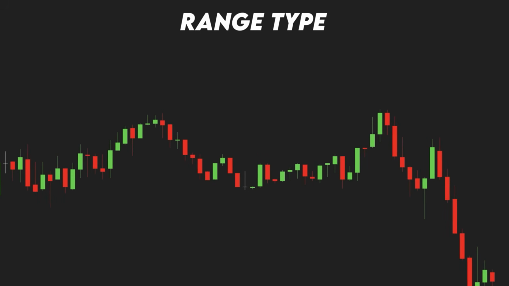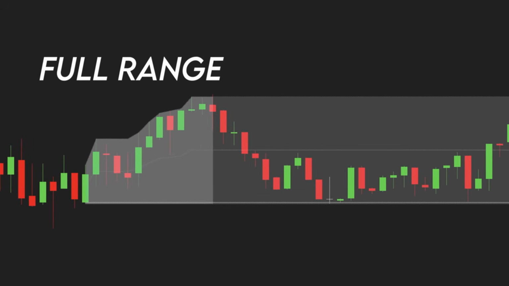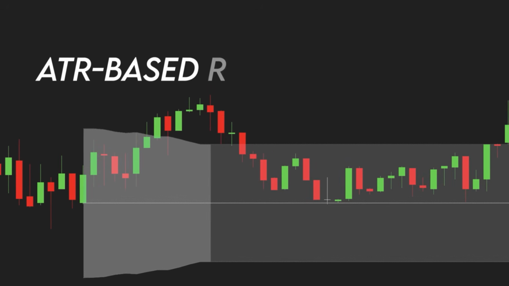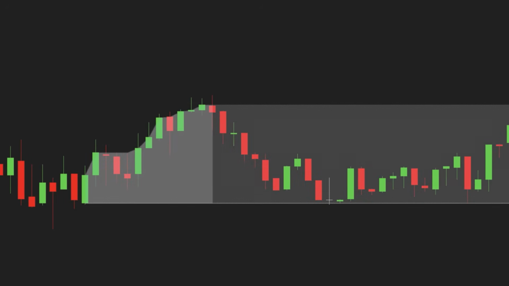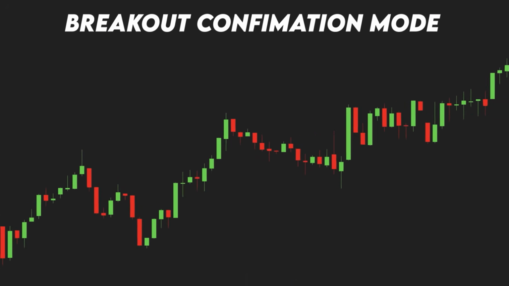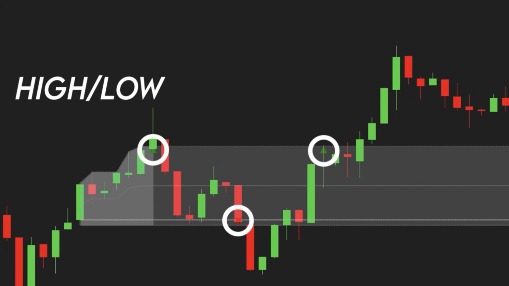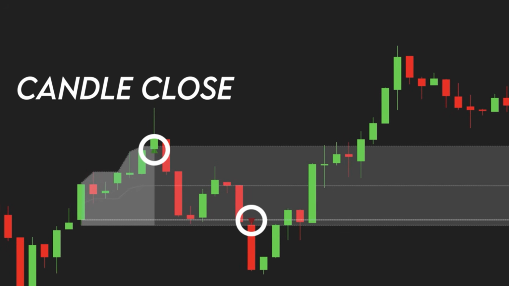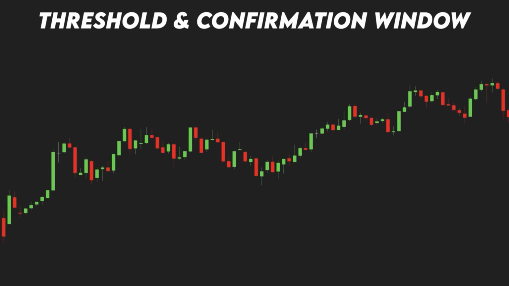The range can be calculated in different ways: full range, body range, or ATR-based range. Each method produces a different structure on the chart. Breakout confirmation can be defined in different ways, either by a break of the high or low, or by the candle close. Breakouts can be filtered using a threshold.